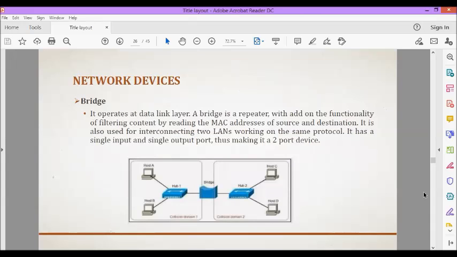So next, we have the bridge. It operates at data link layer. A bridge is a repeater with added functionality of filtering content by reading the MAC addresses of source and destination. It is also used for interconnecting two LANs or local area networks working on the same protocol. It has a single input and single output port, thus making it a two-port device.